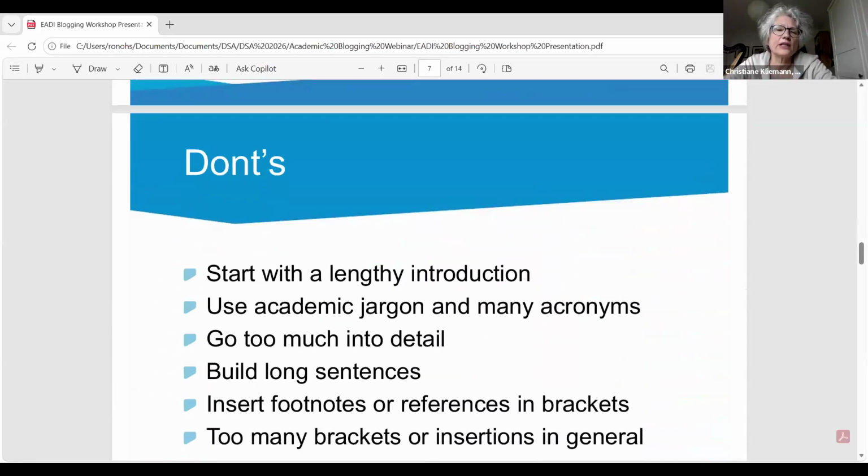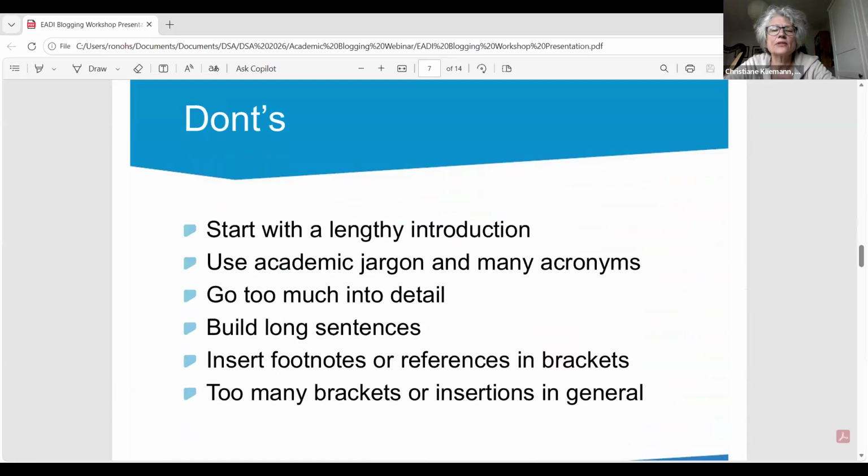Next slide, please. Of course, the opposite of what I just said are the don'ts. What I also observe quite a lot is that people send a lengthy introduction, and mostly that introduction everybody knows, even the general public. So I would not go with a lengthy introduction. There are some blogs which have a little summarizing blurb in the beginning. Our blog doesn't. There are pros and cons towards that, but we don't have it.